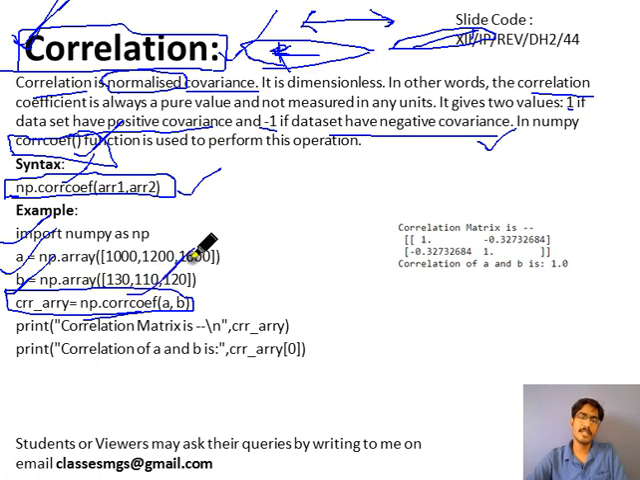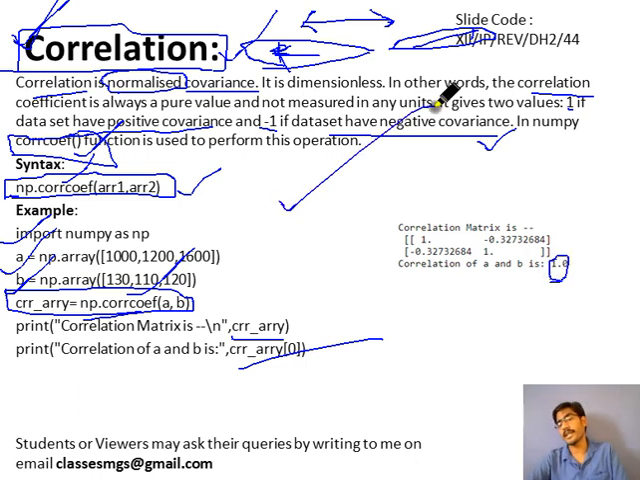In case of covariance, you will use this method, and it will return a correlation coefficient matrix. At index 0, you will see the value 1.0. That means these two datasets are positively correlated. Okay, thank you. We will see the next concept.